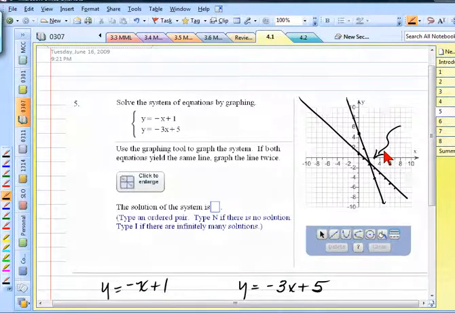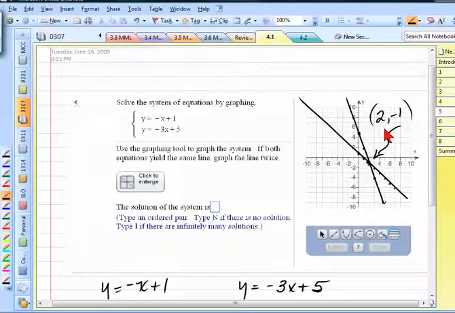If you could see through my blobs, that would actually be right up here. It is the point (2, -1). From the origin, it's right 2 and it's only down 1. That's where they hit. Okay, I see. They hit right there.